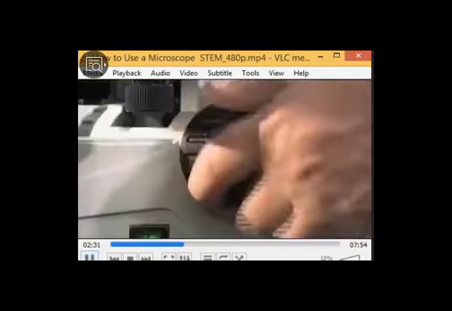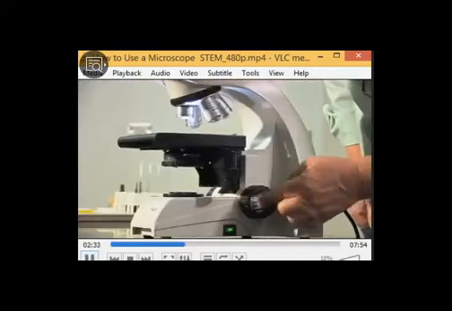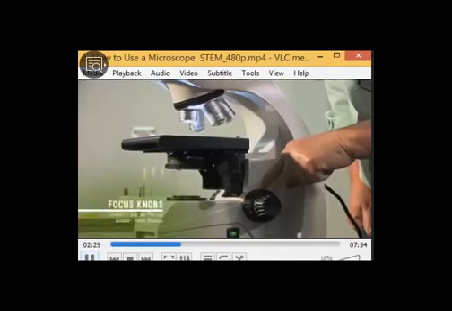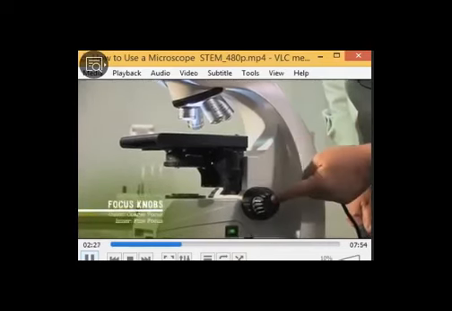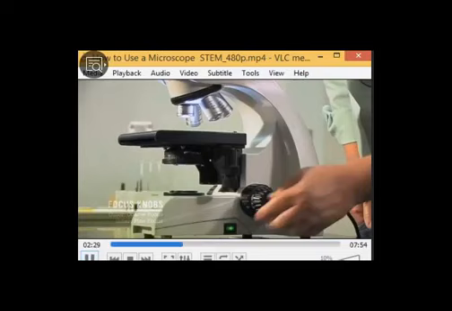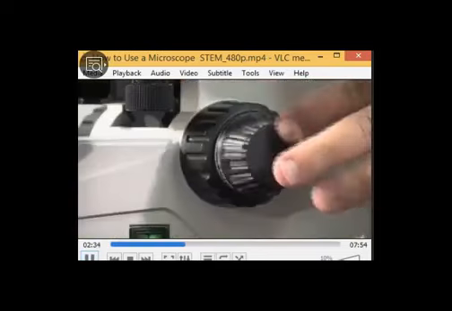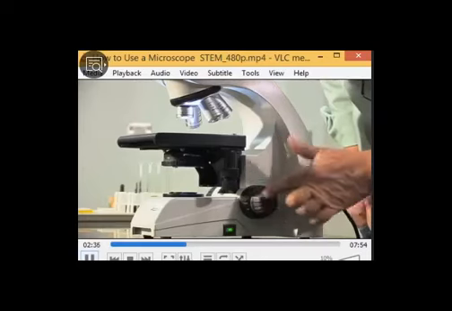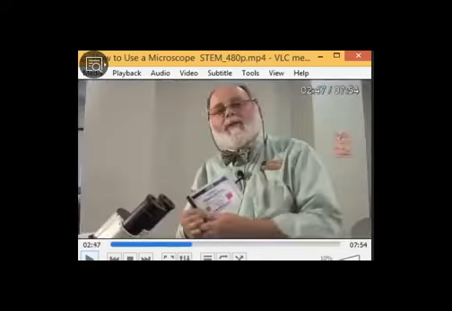So see, when he is moving the coarse knob, the stage is moving fast. When he is using the small button, the stage is moving too, but you are not seeing it because the movement of the stage is slow.